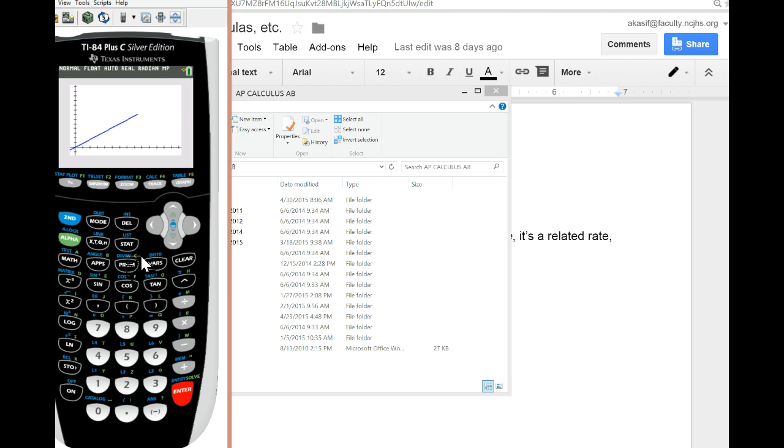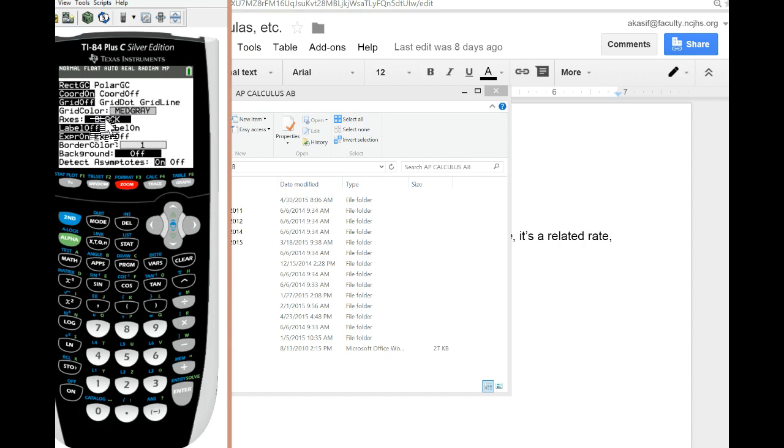So see how I get this screen? It changes my viewing window. It changes everything, right? So do you see where it says quit? Well, if I quit out of here, like if you just press second quit or second mode, it's gonna mess up my viewing window. Sometimes it'll change it to parametric equations and so on.